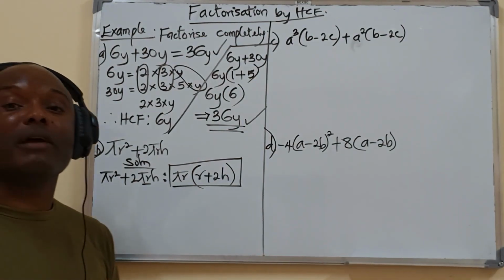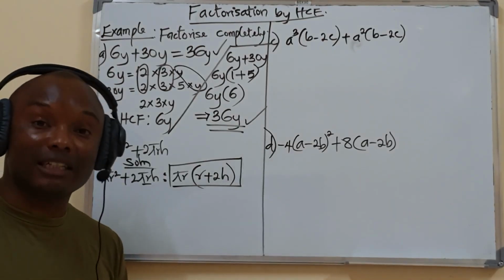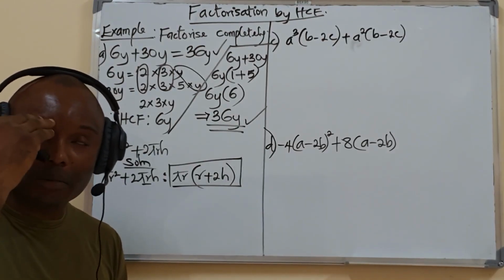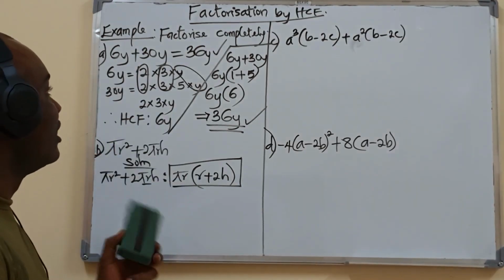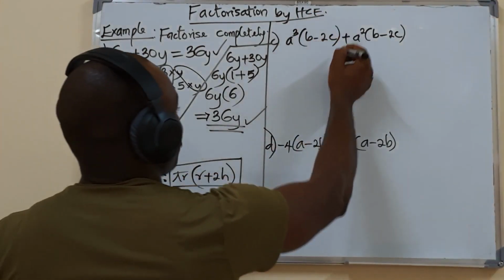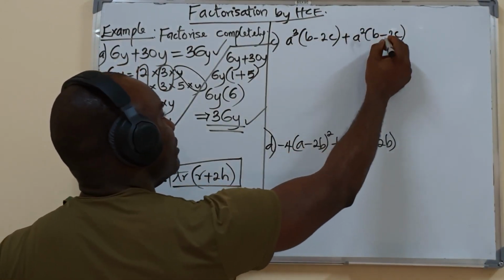Sometimes it doesn't take 1 minute to work out a problem when you are dealing with factorization. But depending on the complexity of the problem, remember your highest common factor in your mind all the time. Let's take a look at the next case. C: a cubed open bracket b minus 2c plus a squared open bracket b minus 2c.